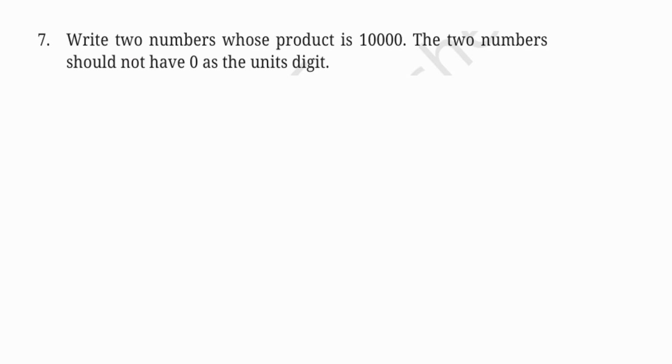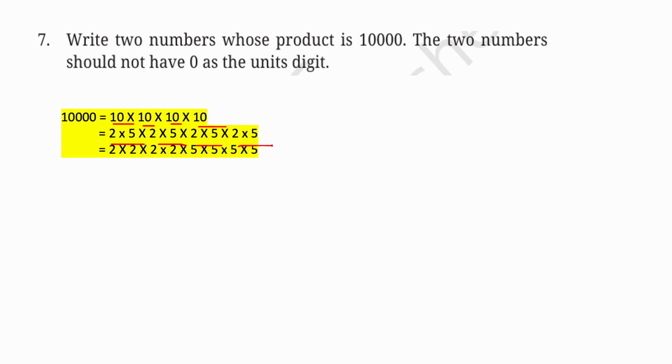Write two numbers whose product is 10,000. The two numbers should not have 0 as a units digit. So 10,000, we can write it as 10 into 10 into 10 into 10. So we can factorize this. 10 is equal to 2 into 5. Again, the second 10 is 2 into 5. Third 10, 2 into 5. Then fourth 10, 2 into 5.